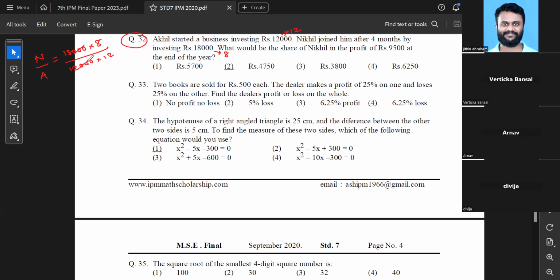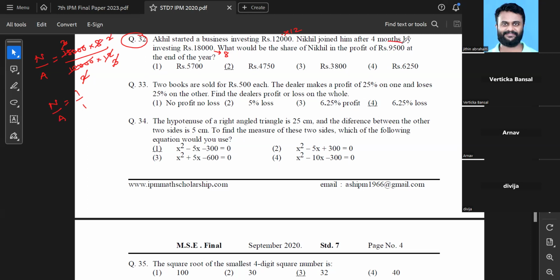So I'll cancel these zeros. 18, 6 threes are 18, 6 twos are 12, and 4 twos are 8, 4 threes are 12. I cancel these two, I cancel these threes. So ultimately, after cancelling everything, we come to the conclusion that Nikhil and Akhil's ratio is the same. If the ratio is the same, the profit is to be divided equally. 1:1, equally between them.